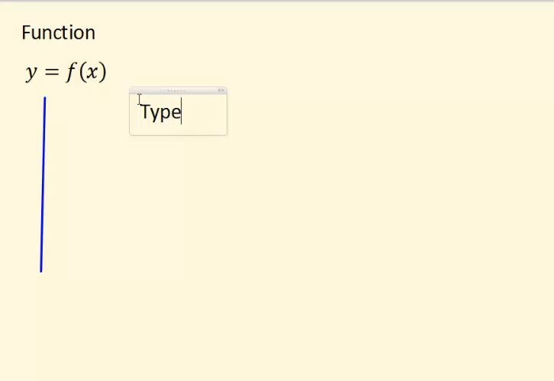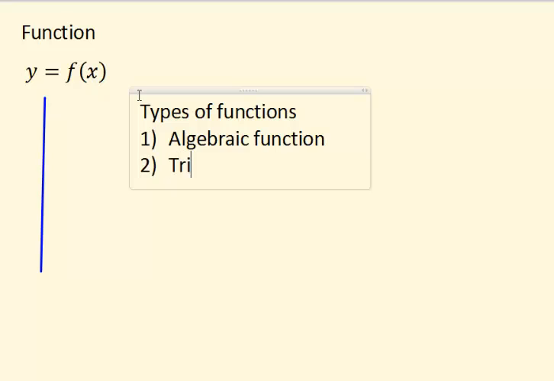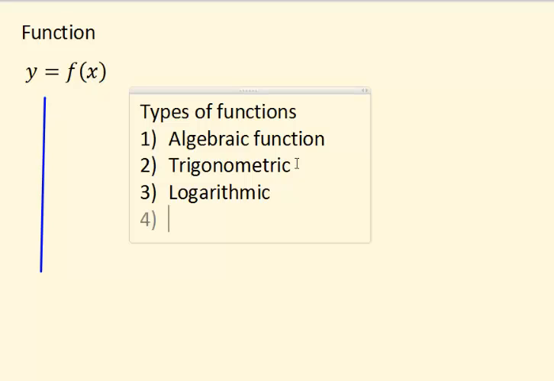Now let's discuss some types of function that we are going to discuss. The first one that we will encounter in physics is algebraic function. The second one that we will encounter will be trigonometric function. Third type of function is logarithmic function. And the fourth function that we will encounter often is exponential function.